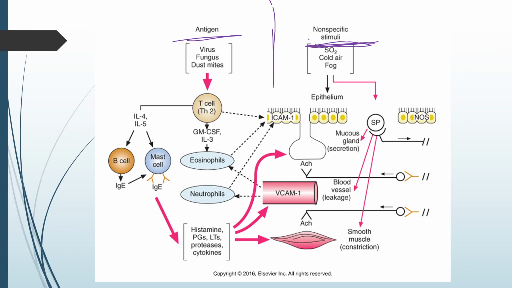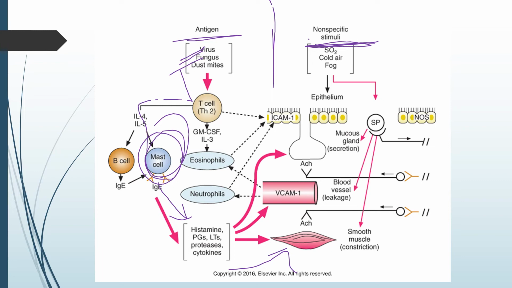So here's your mast cell. You have a virus, a fungus, dust mites. And then you're going to have this mast cell release, which then causes these mediators of inflammation: histamine, prostaglandins, leukotrienes, proteases, cytokines. Those are going to be released, and that's going to eventually cause your smooth muscle constriction, your vascular leakage. You're going to have that acetylcholine create more mucus now, so you're going to have a lot more issues. This is the pathway that we see with antigens.